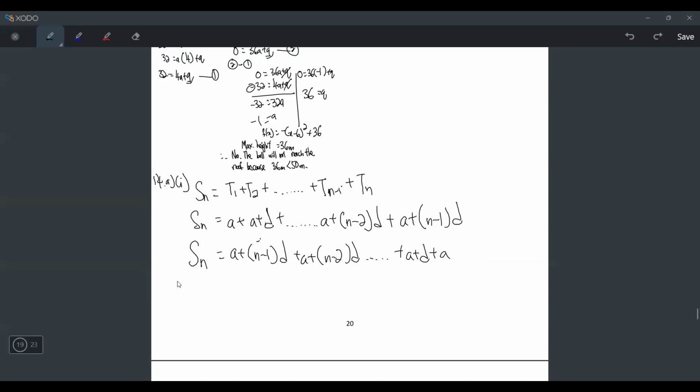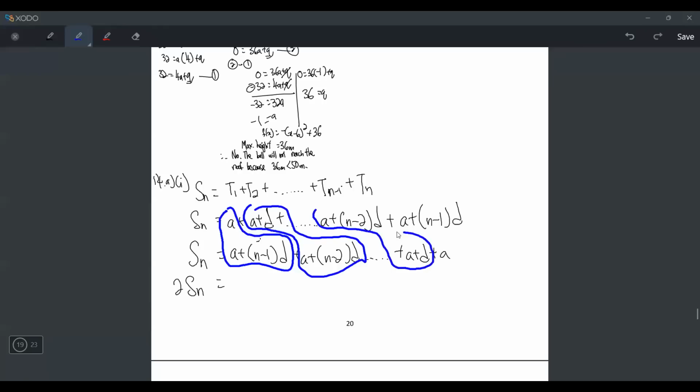And now I will try to find the value of 2Sn. How to do that? You add these two together, because when you take Sn plus Sn, you will get 2Sn. But you will add in a very special way. The first terms add together, and then the second terms add together, and then the third terms add together like this, and then the last terms add together like this.